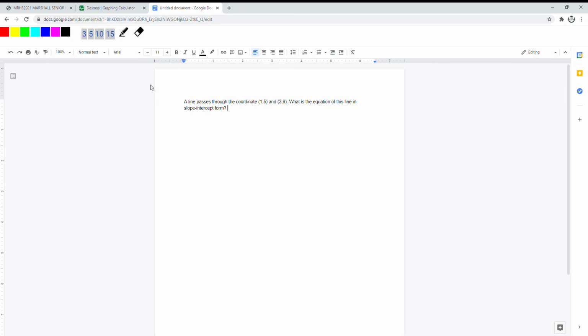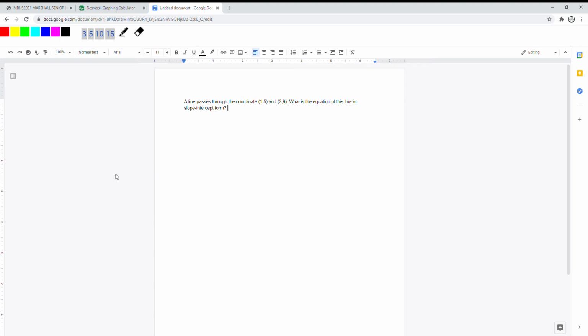Hey guys, today we're going to be talking about writing linear equations, yet again, in slope-intercept form, but with a slightly different bit of information given to us. So we've talked a lot about linear equations, but this is one thing we haven't done yet. Let's look at the question.